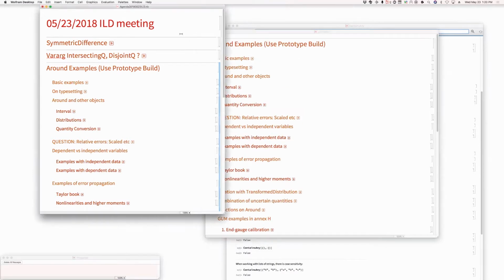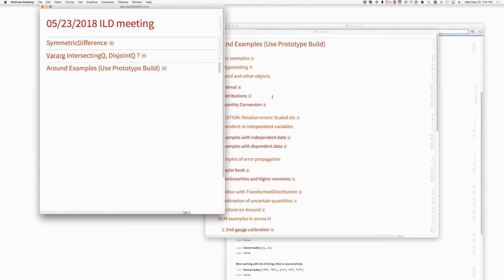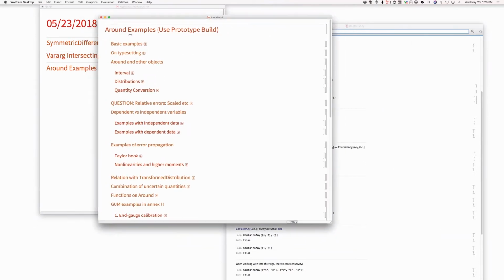Okay, here we are in the prototype build with various errors happening. Okay, let's start off with basic examples here.